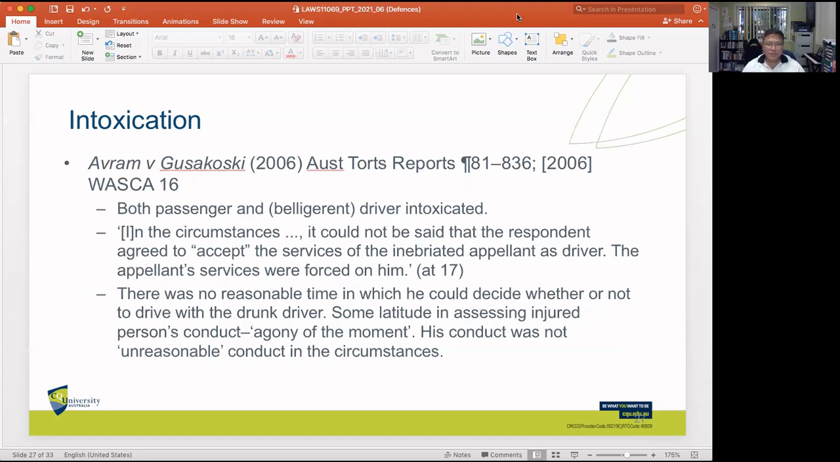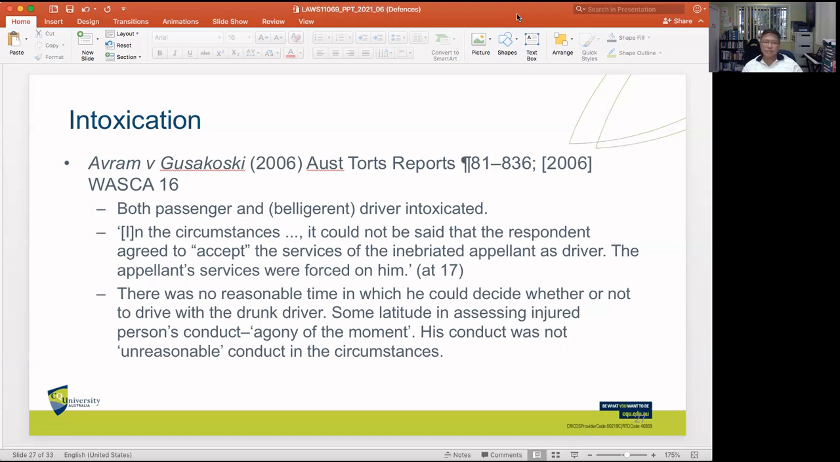In Avram versus Gusakowski, though, it was different, because here both the passenger and the belligerent driver were intoxicated. But in this particular case, there was no contributory negligence seen on the part of the intoxicated passenger, who, like in the earlier case of Joslyn versus Berryman, rode in a vehicle driven by a driver who the plaintiff knew was actually drunk.